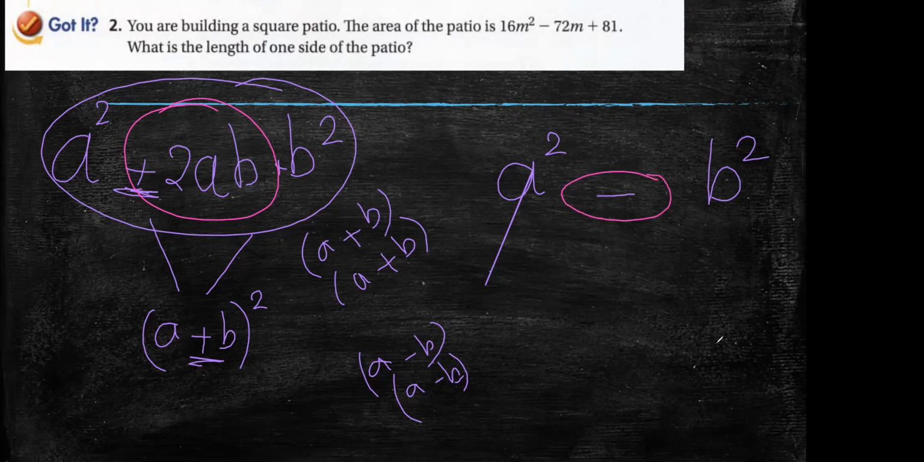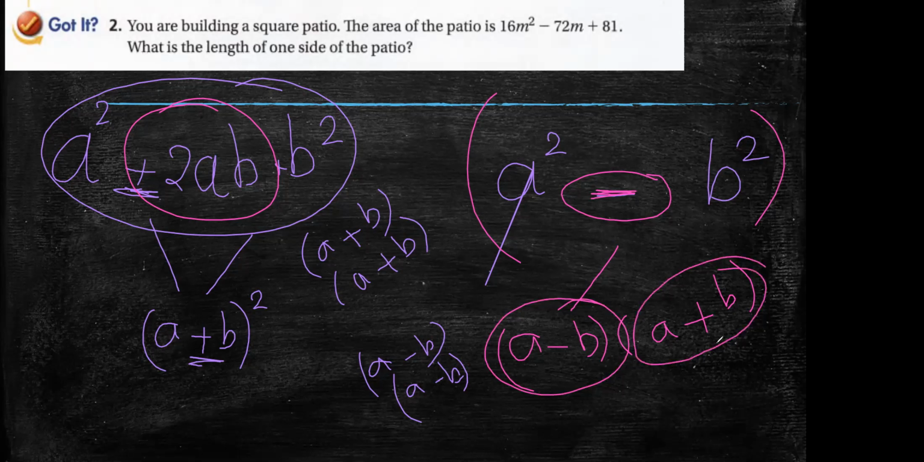You have a minus sign, which we call a difference of squares. If you have them like this, a squared minus b squared, it can be factorized into a minus b times a plus b. So if you have two squares, and these two squares have a minus sign between them, it will be factorized into two different binomials, a plus b and a minus b.